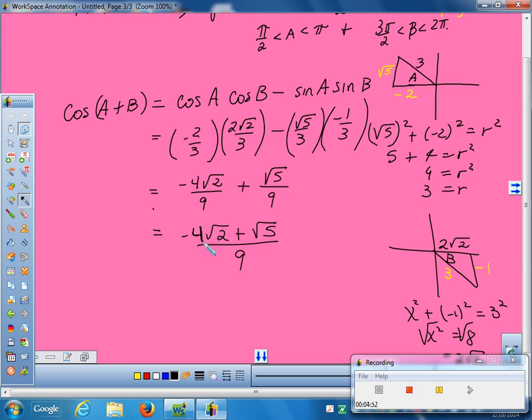And ta-da! You have found the cosine of A plus B, and we never, ever even knew what either angle was. It's a great thing.